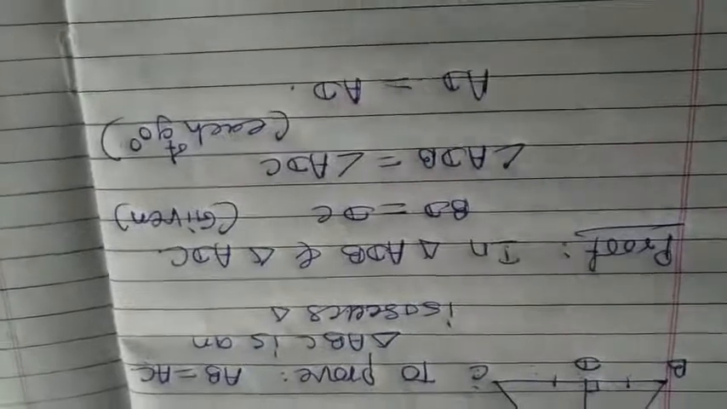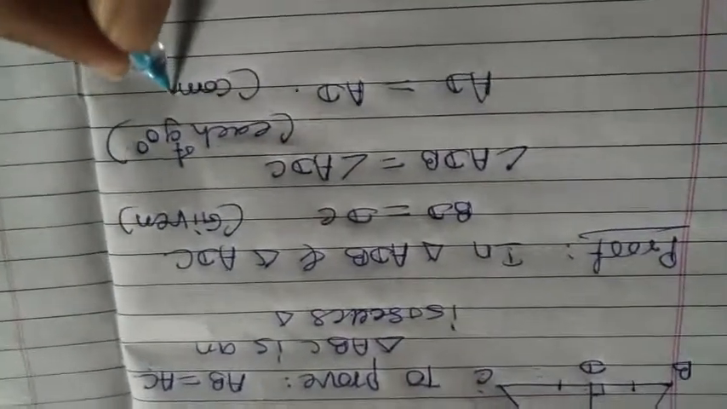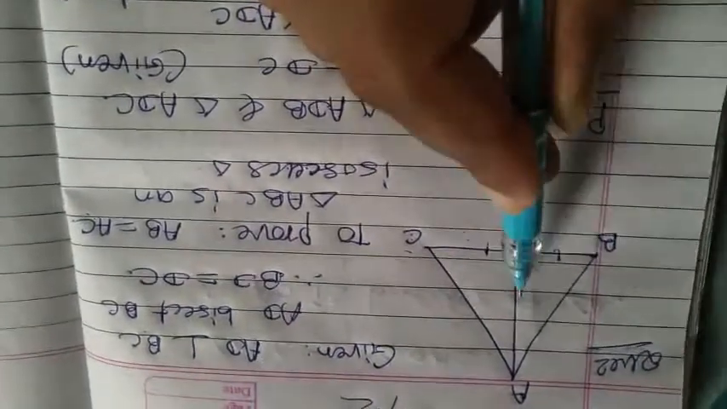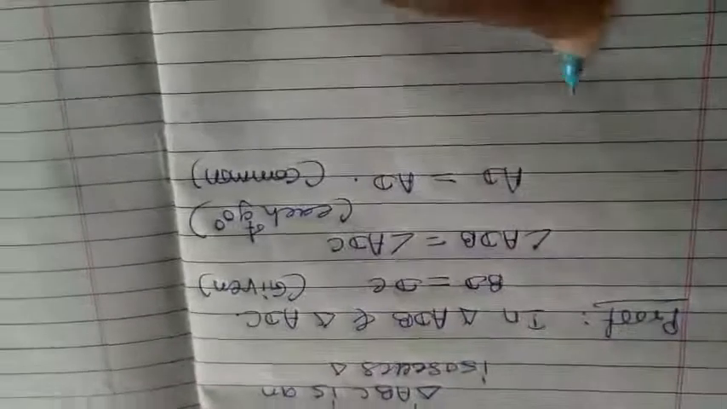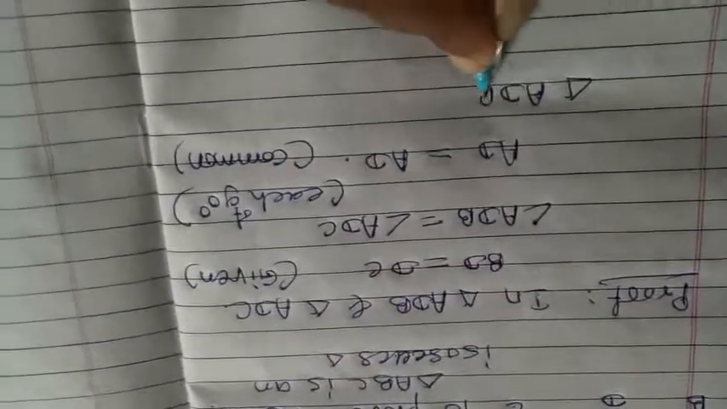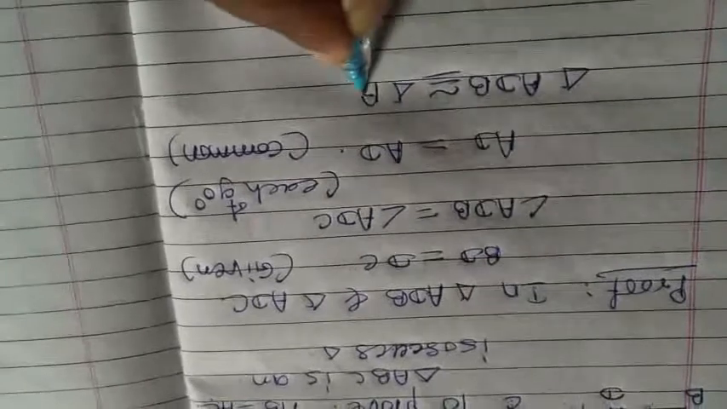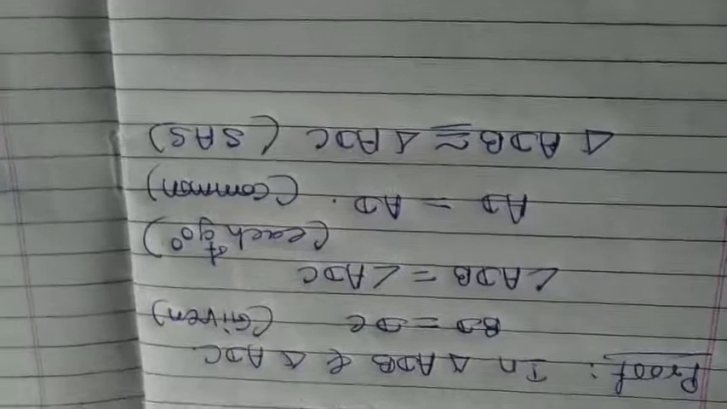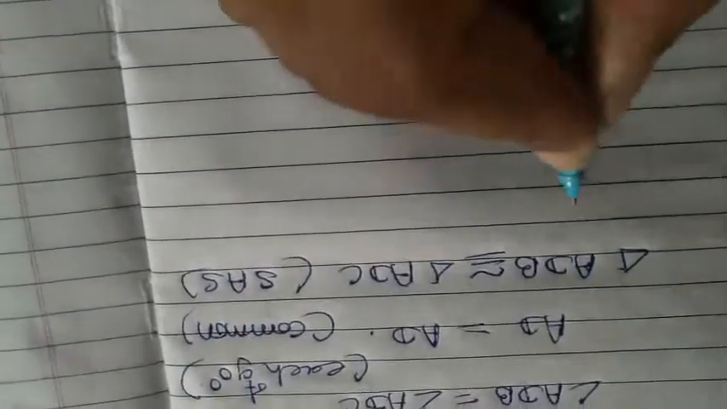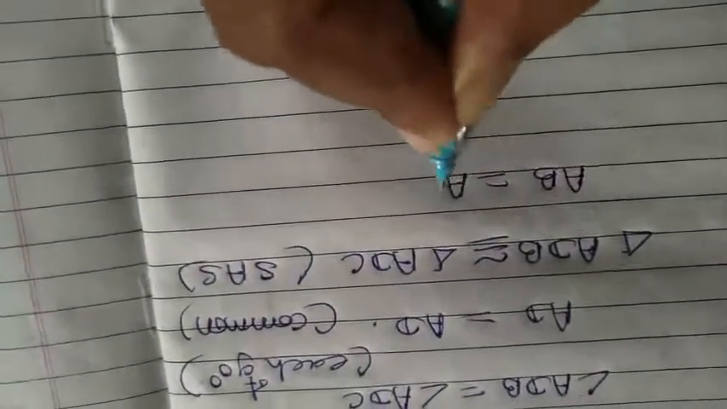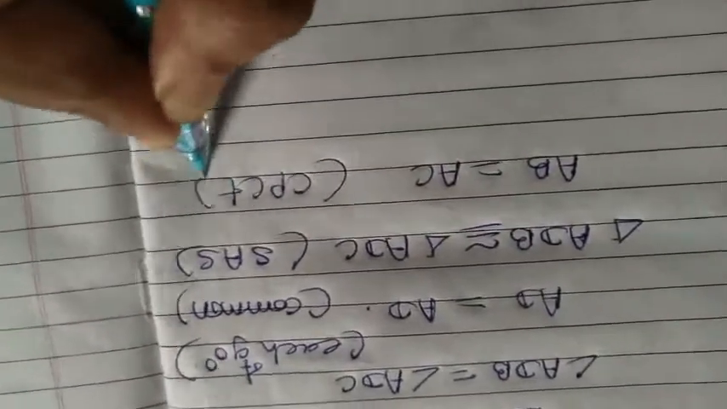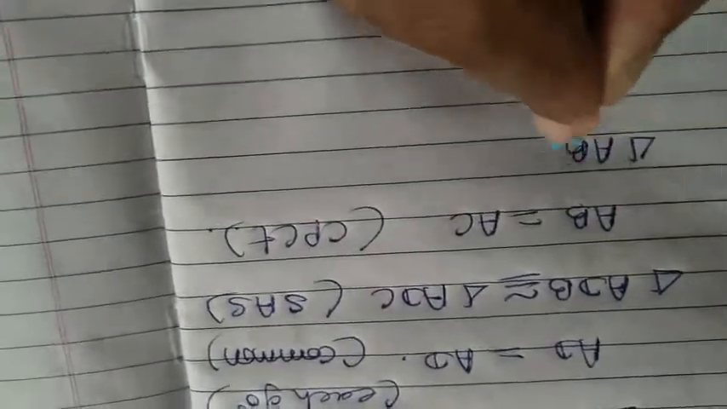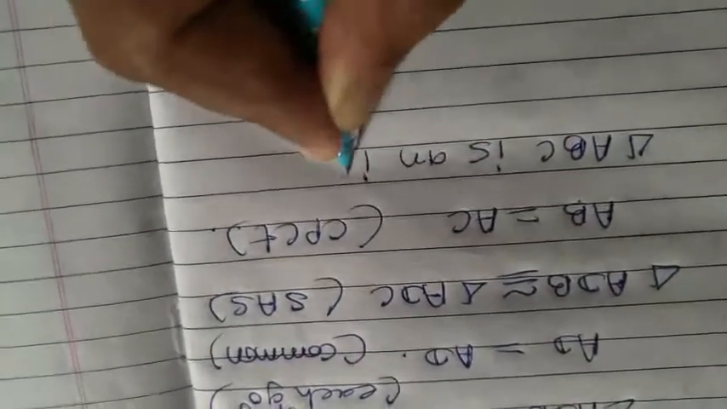Three parts are collected. Here these two sides and their included angle. Two sides and their included angle means triangle ADB is congruent to triangle ADC by SAS criteria. And in simplicity we can write AB is equal to AC. Remaining parts are also equal, and if AB is equal to AC, it means triangle ABC is an isosceles triangle.